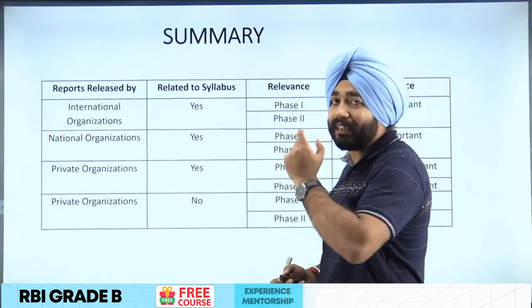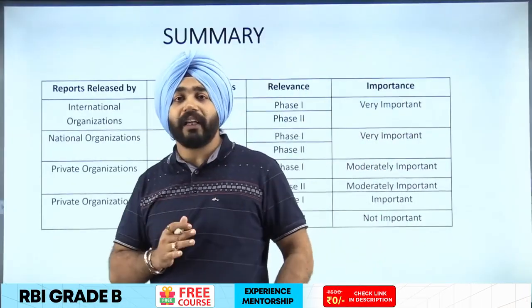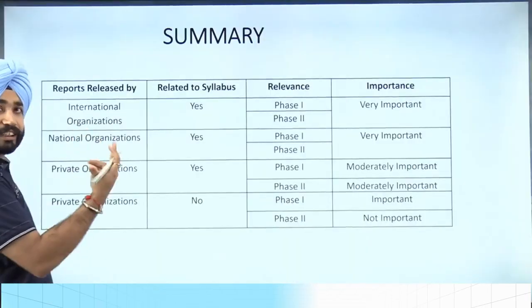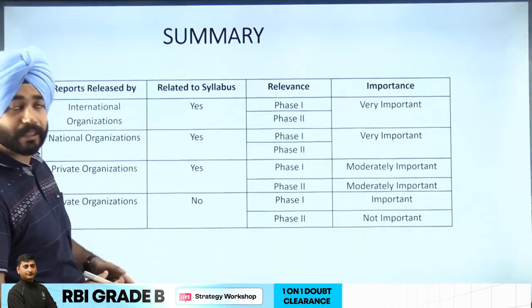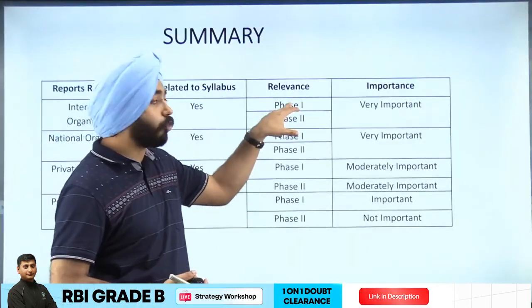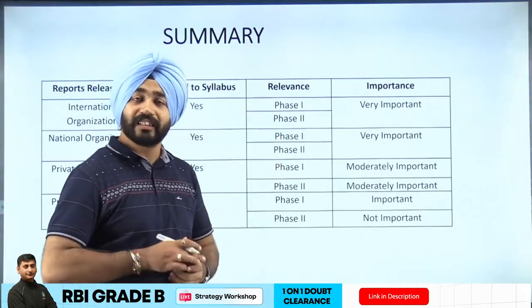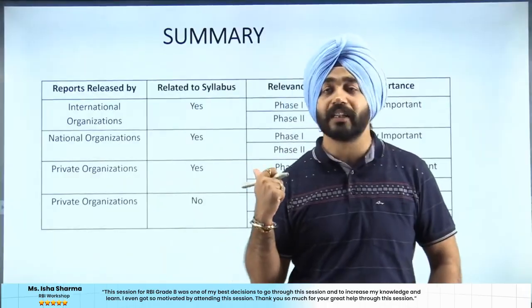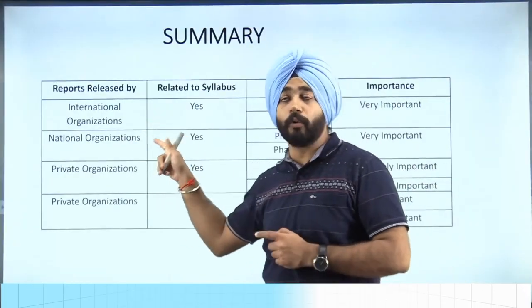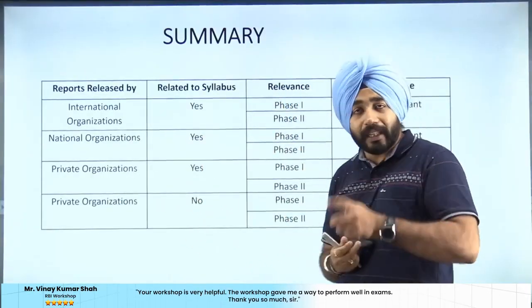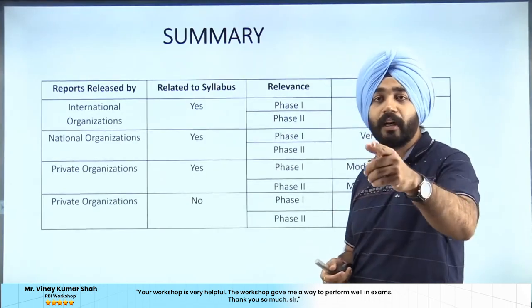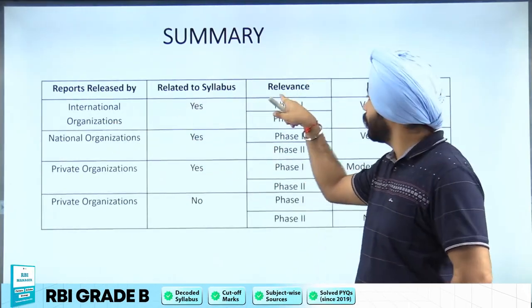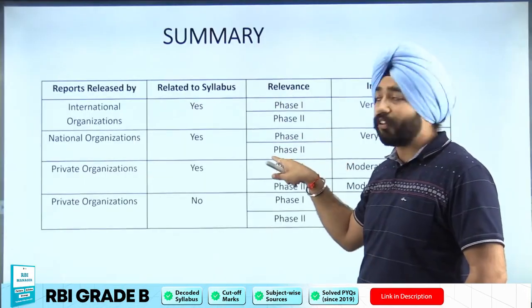So here the summarization of all this is, when you are preparing a report, this is how your structure should be. If the report is released by an international organization and it is related to your syllabus, then it will be very important both for your phase 1 and phase 2 examination. We can see that in this paper also. The OECD report was relating to our syllabus. That's why it is very important for both phase 1 and phase 2. The Human Capital Index report has been released by the World Bank, again an international organization, related to syllabus, relevant for both phase 1 and phase 2.